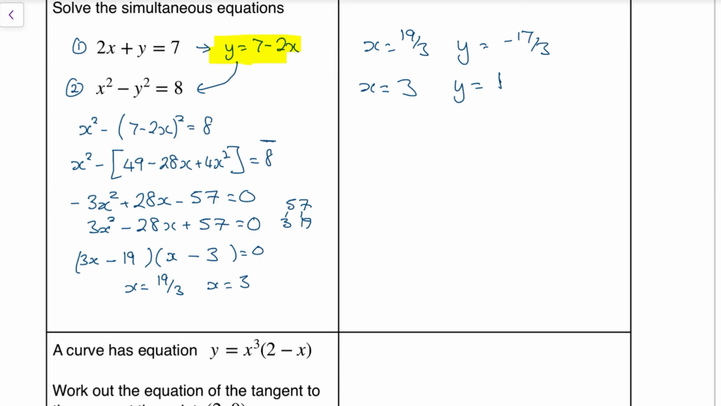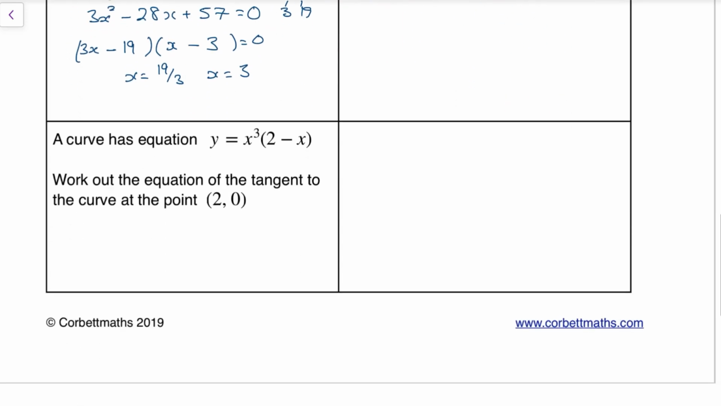So what am I doing? Solve the simultaneous equations. So my answers are going to be 3, 1, and 19 over 3, minus 17 over 3. I don't have to write them as coordinates, but x, y is what we typically understand, so I've paired them up, which is the important thing. Either way, question done. Next question.